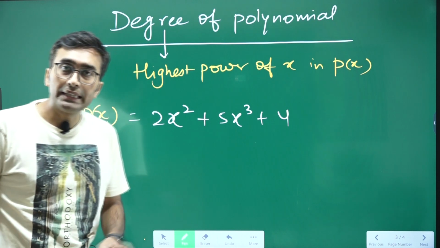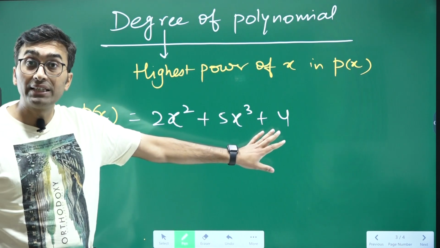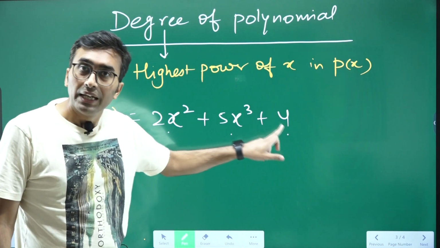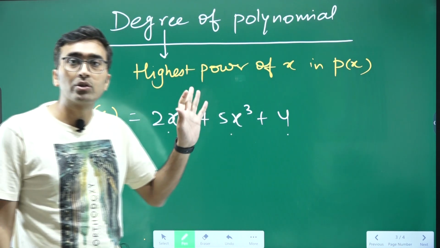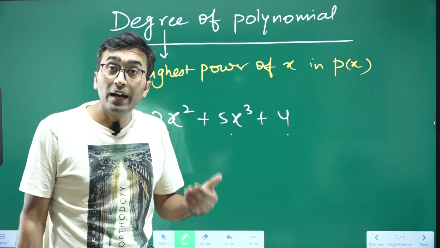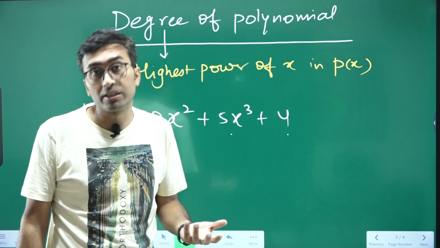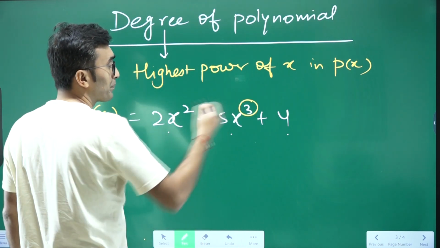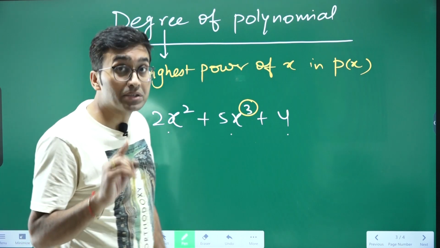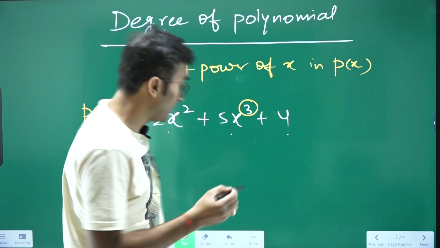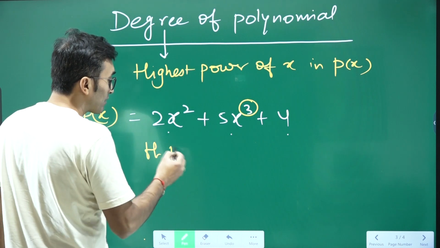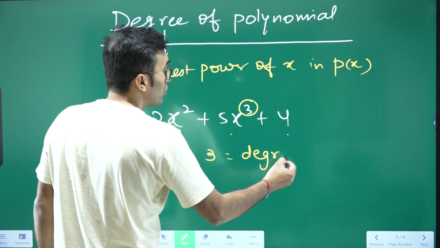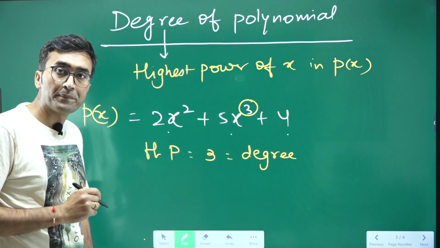So now you can see it is a trinomial. Why is it a trinomial? Because it contains first term, second term, third term. It is containing three terms, so it is called a trinomial. And now we have to decide what is the highest power. You can say here the highest power is 3. If the highest power is 3, the degree will be 3. So what we will write? The highest power equals 3, and that equals the degree of the polynomial.